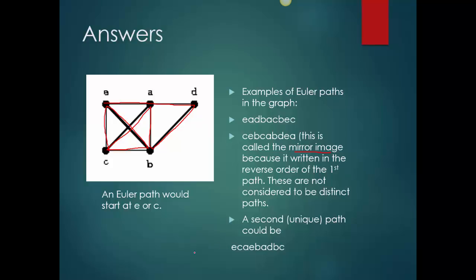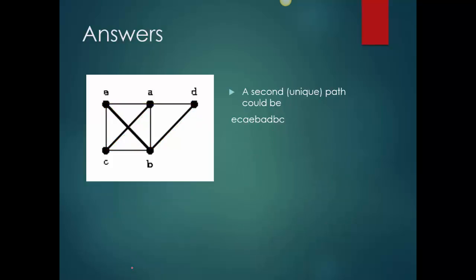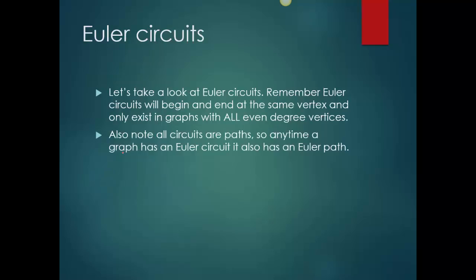So if you want something unique, here it is on the next one. I could go E, C, A, and then E, B, A, D, B, C. So I didn't just go in backwards order of the other one. There are, of course, other answers. Just always make sure when you're drawing it out or writing it out that you're using every edge exactly once. So not at least once, it's exactly once.